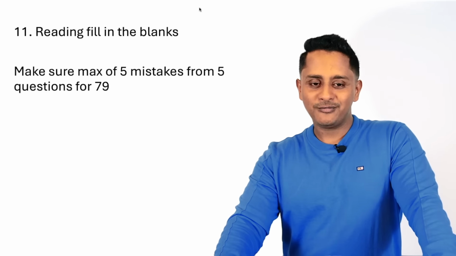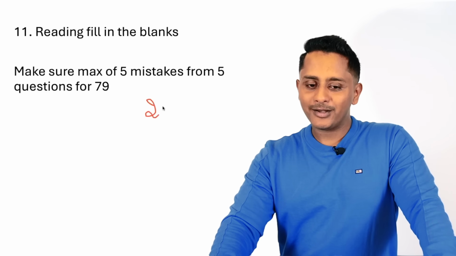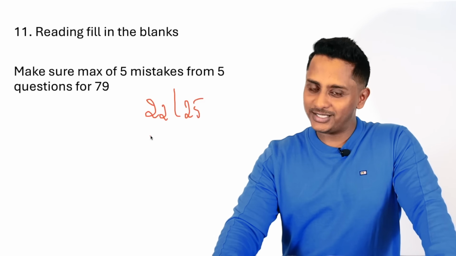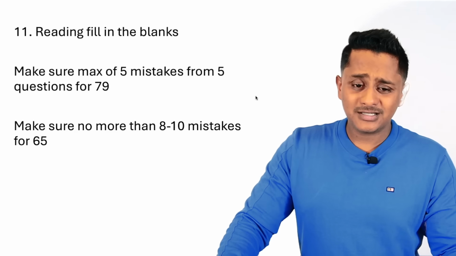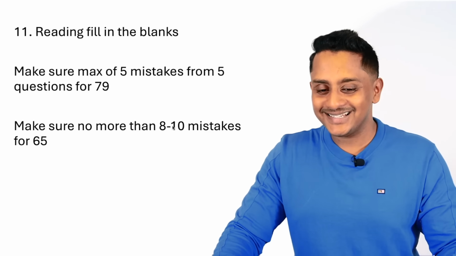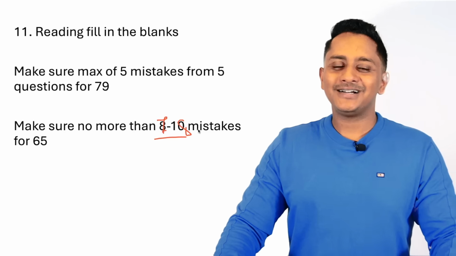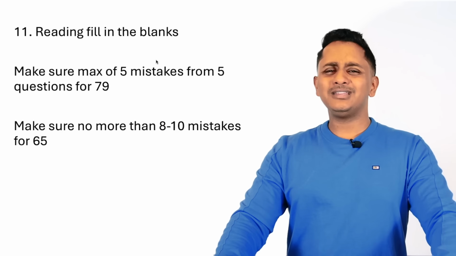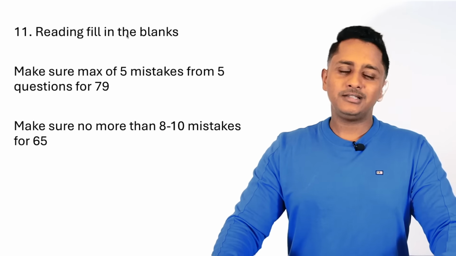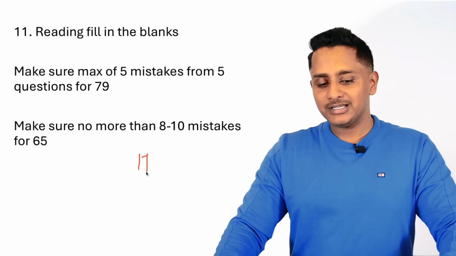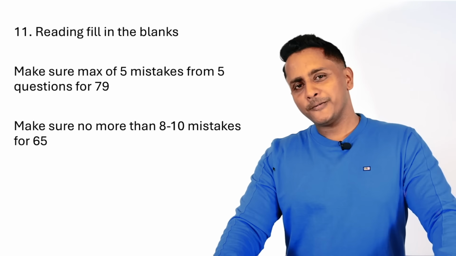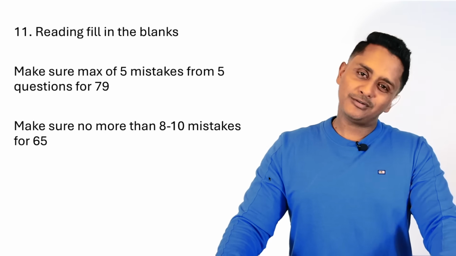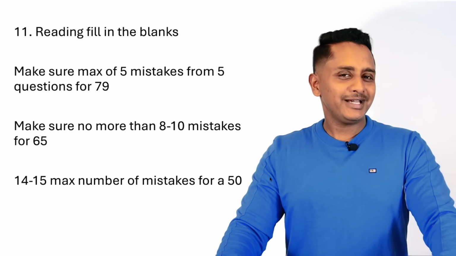Reading fill in the blanks, same as the reading and writing fill in the blanks: 4 to 5 mistakes, or I would recommend 22 out of 25 on an average for a 79. 7 to 8 max number of mistakes, 8 to 10 in the worst case. In the worst case, let us say the questions are very difficult, you can still get 17 or 15 out of 25, you still make it. And for 50, 10 or 11 out of 25 or 12 out of 25 would be an ideal scenario.